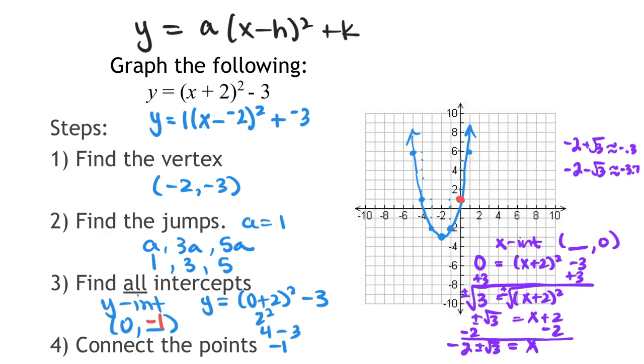So those are where our intercepts are, approximately right here and right here. When you label those, you can keep them in this radical form. But to know where they are in your graph, you are going to want to think about them in the decimal form.